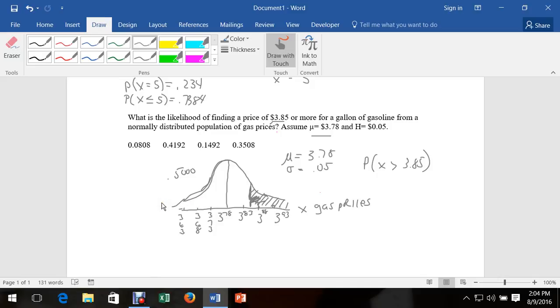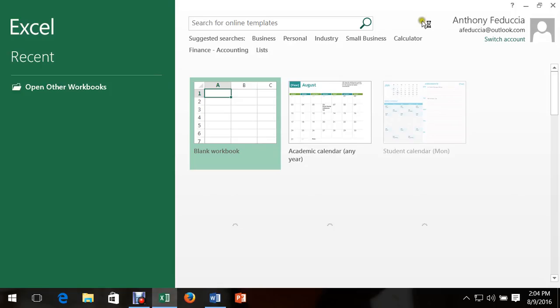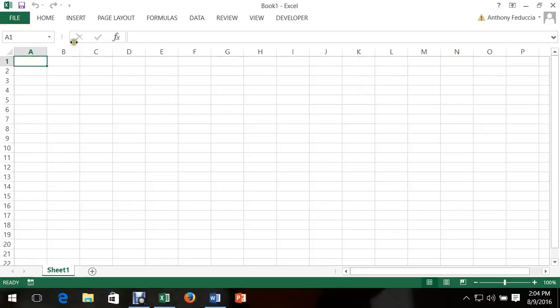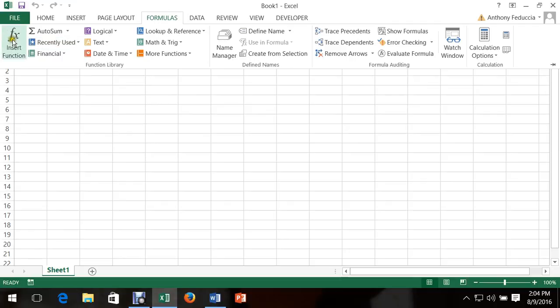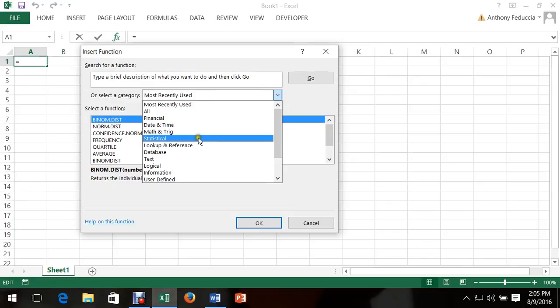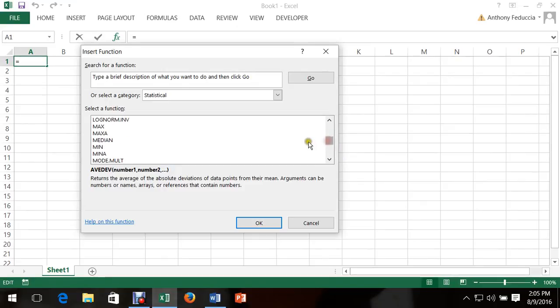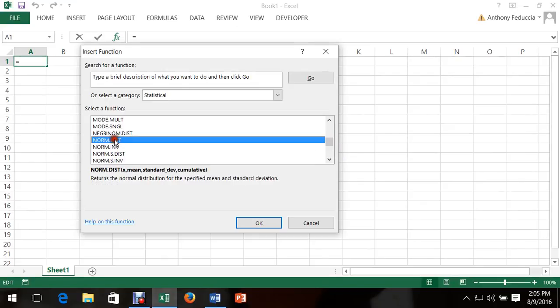Again, there's tables, there's formulas. We're not going to deal with those. Instead, we're going to go to Excel. And when we go to Excel, we're going to once again go into formulas and insert function, statistical, and we're going to look up normal distribution. Scroll down till you come to normal distribution. There's a couple of them right there. It tells you what it is for a specified mean and standard deviation.